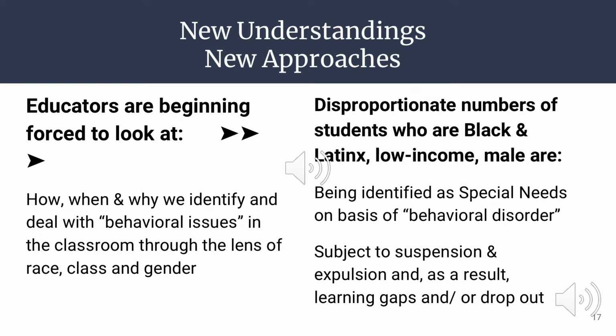As we begin to look at students who are formally diagnosed with behavioral disorders, it's also making us look at some of the misdiagnosis or overdiagnosis or over-labeling of students as having behavioral issues. We need to look at how, when, and why we identify and deal with behavioral issues in the classroom, especially through a lens of race, class, and gender. There are many educators right now at the forefront of looking at the disproportionate numbers of students who are Black and Latino, who are low income, who are male, who are overly identified as special needs on the basis of behavioral disorder, overly subject to suspension and expulsion, and as a result, experiencing learning gaps and dropout rates that are unacceptable. I'll be posting some resources to that work down below.